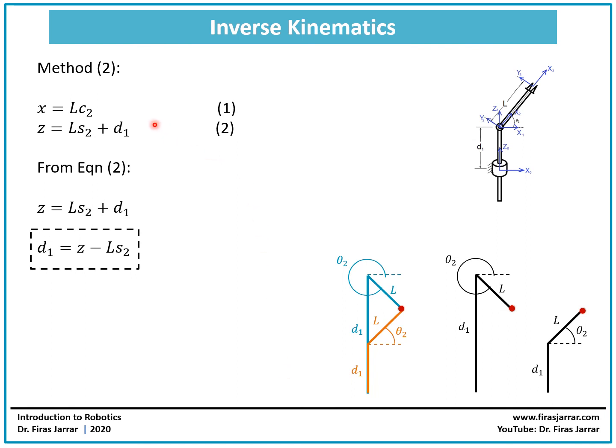After obtaining a value for theta 2, we can now proceed to look for a value for d1. We can obtain this from equation 2, which is the only equation that has d1 in it. So we rearrange equation 2 such that d1 is on the left side, and on the right side we have z minus L sine theta 2. Theta 2 was obtained in the previous slide.